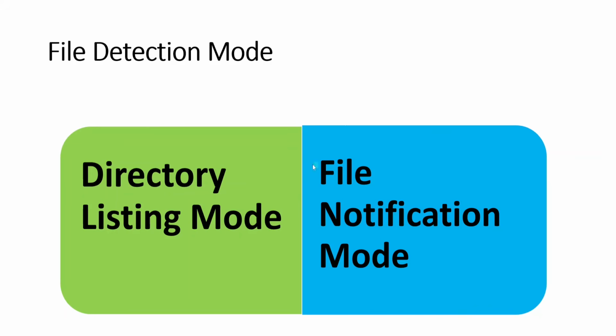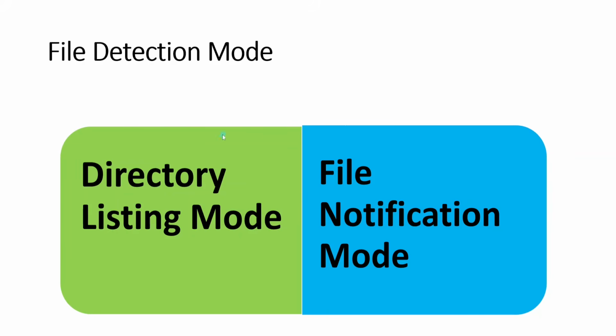Directory listing mode is more suitable to process the data in batch mode, which means we are getting a list of files every 1 hour, every 6 hours, every 1 day, every week, something like that. We can go with directory listing mode. But if you are getting real-time data in a huge number of files per second or per minute, then it's better to go with file notification mode. Right. I will dive into details for these two modes so that you can get a better understanding.